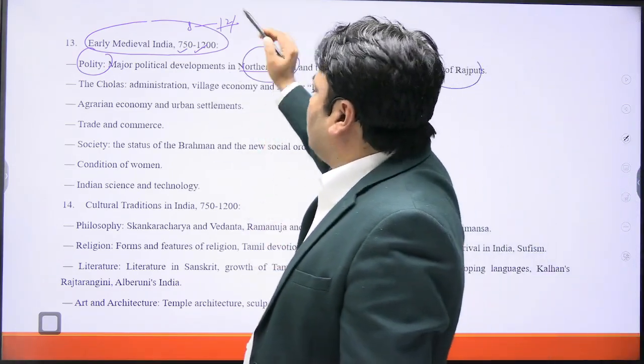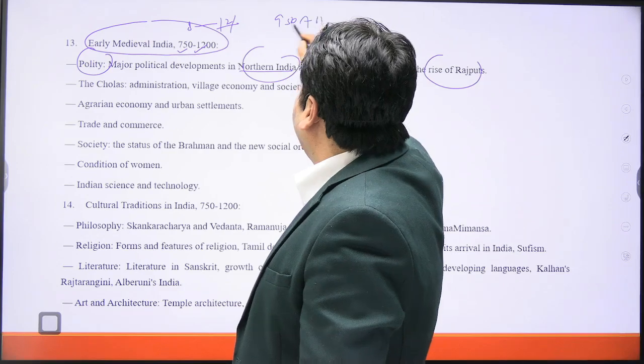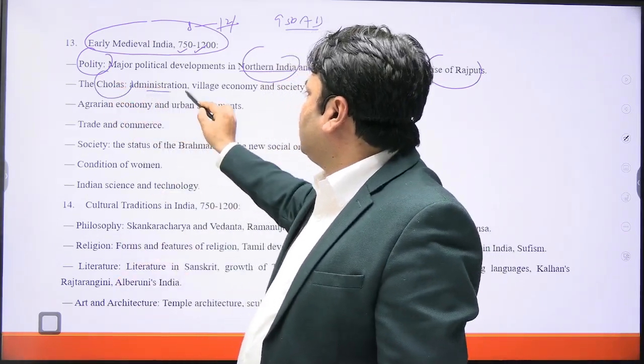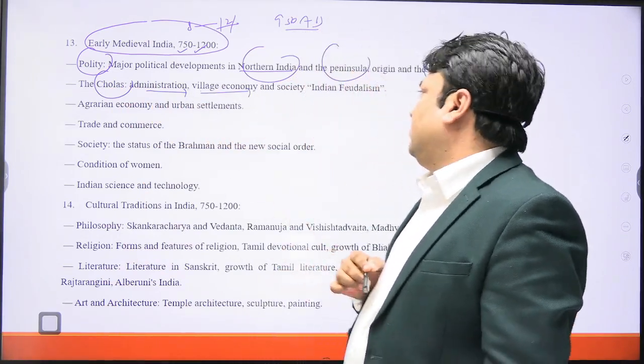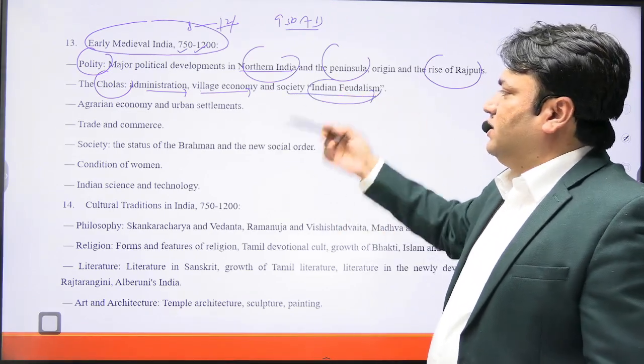This phase also covers the imperial phase of Cholas. The imperial phase of Cholas starts from 950 AD. So obviously Cholas will be an important topic here. We need to study about the administration, village economy and society, that is Indian feudalism. इसको भी डिटेल में पढ़ना है.